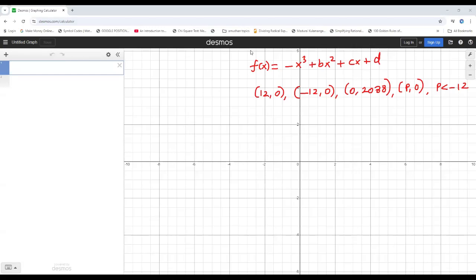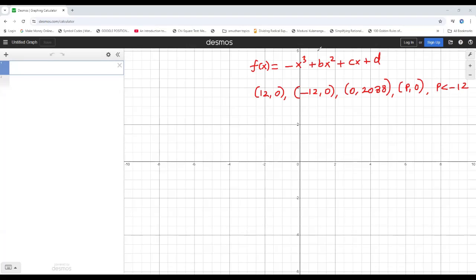Here we have the Desmos calculator. Now let's see how to get the values of b, c, and d in the given function. For that, we have to give these 3 points as input over here. We don't have to give the last point (p, 0) as input, because p is an unknown value. It's not a numerical value, so we don't need this information to get the values of b, c, and d.